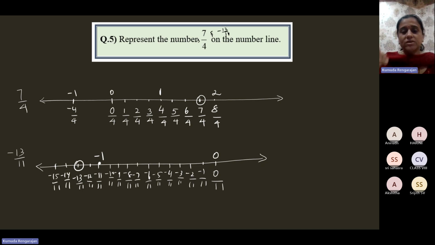If the question says represent the numbers on the same number line, then you'll have to bring them to the same denominator by taking the LCM and then show them on the same number line. But that is a very unlikely question. But if at all you get that question, you'll have to bring the numbers to the same denominator.